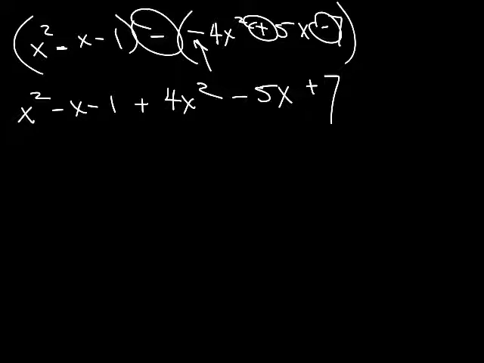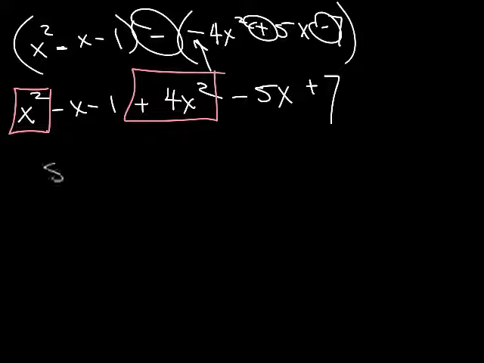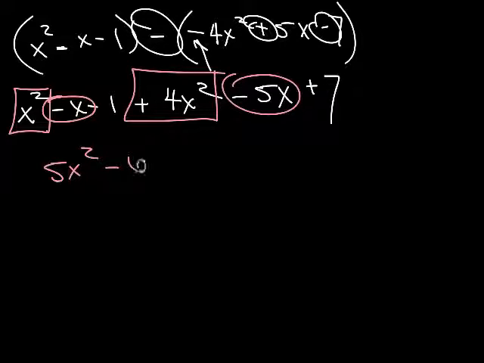Now we can combine this one and this one because they're alike, and we get 5x squared. We're going to combine this negative x and the negative 5x and get negative 6x. And we're going to combine the negative 1 and the positive 7 and get plus 6. And at that point, we are done with that one.